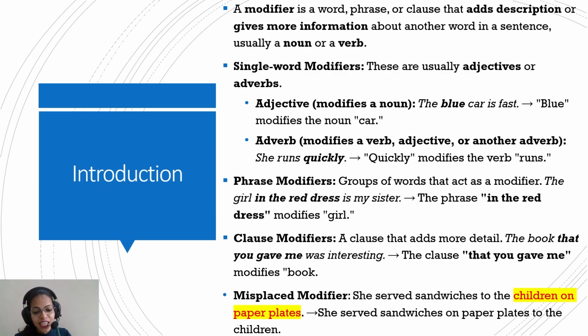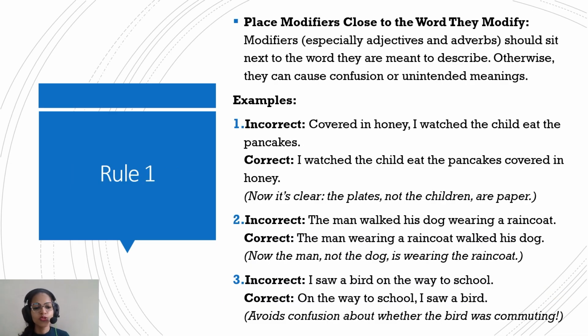What she's trying to say is she served sandwiches on paper plates to the children. Now the sandwiches are on the paper plate and not the children. So you see how a modifier can completely change the meaning. Now let's look at the rules to use the modifier. Place modifiers close to the word that they modify. Of course, commonsensically also, if you do not place what is modifying and what is being modified in close proximity, how will we understand? Modifiers, especially adjectives and adverbs, should sit next to the word that they are meant to describe. Otherwise, they can cause confusion or unintended meanings, like we just saw, children on the paper plates.